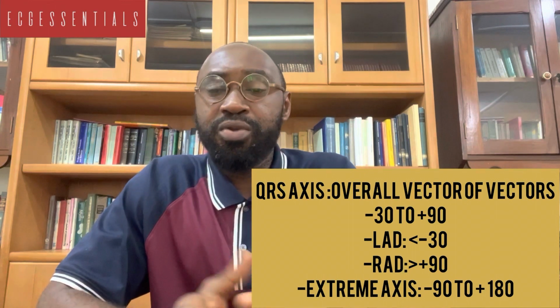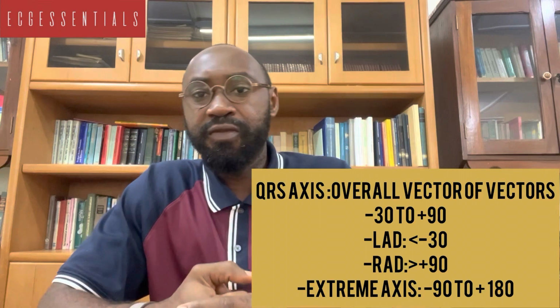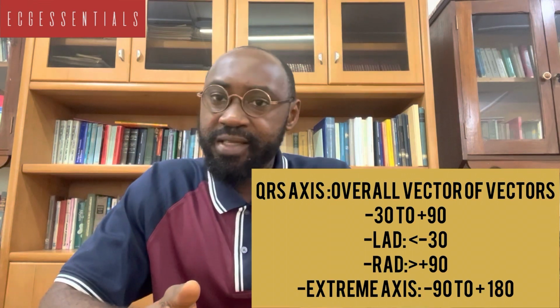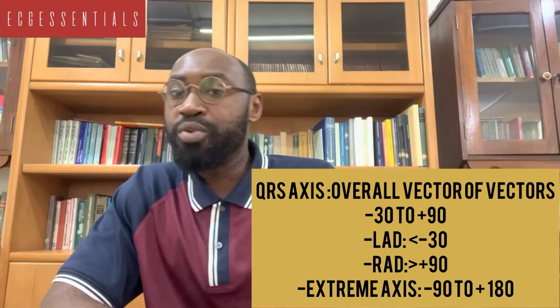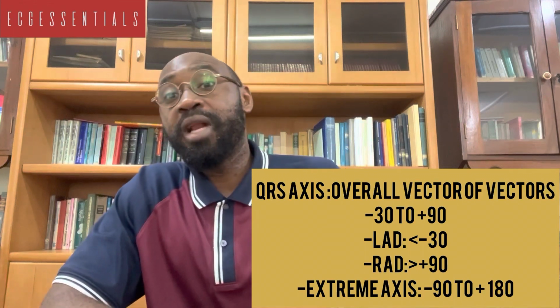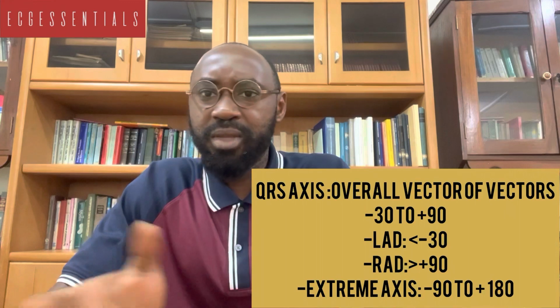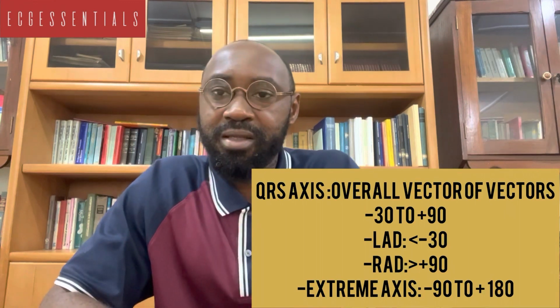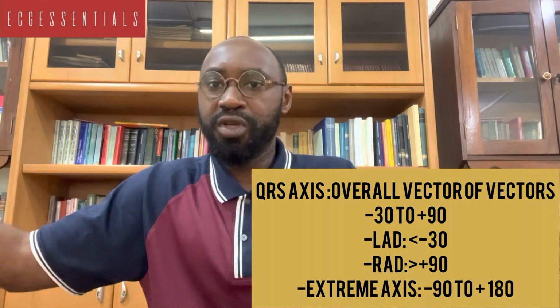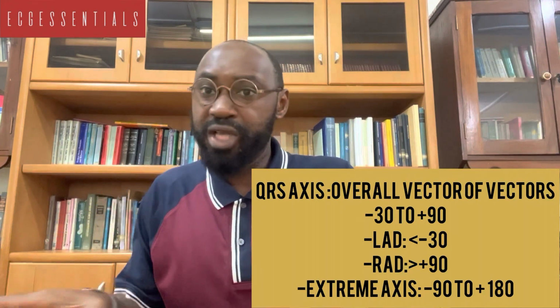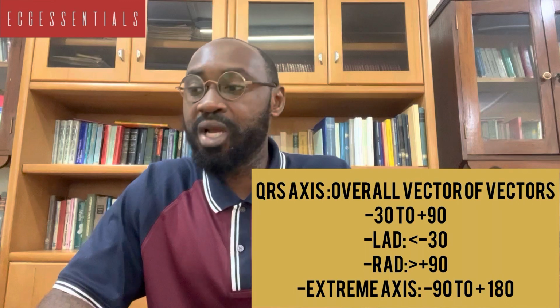The other thing we talk about will be extreme axis deviation, in which case the QRS vector will now be between -90 and +180, which is sometimes described as a northwest axis. So we may have an extreme axis deviation, and that range is when we have the axis between -90 and 180.